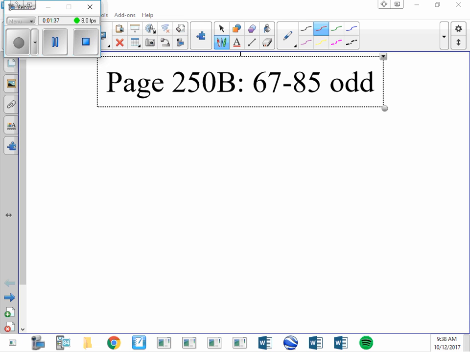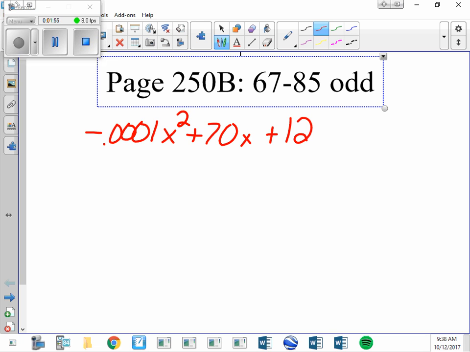So we're going to be looking at the profit curve, and the function is negative 0.0001 x squared plus 70x plus 12,500. Can you tell me anything about this function before we graph it? It's upside down. Well, not necessarily. So we know that the graph is going to be upside down. It's going to look something like this. What else do we know?